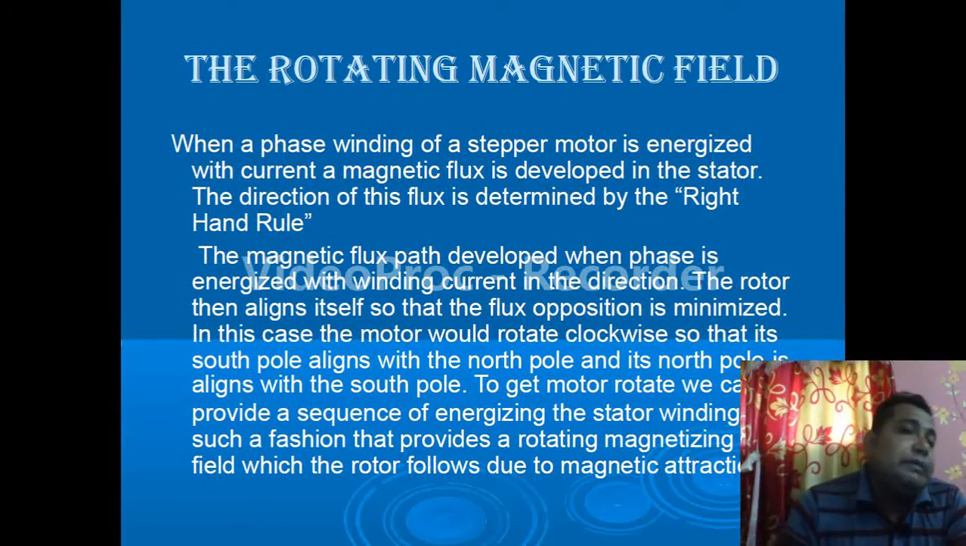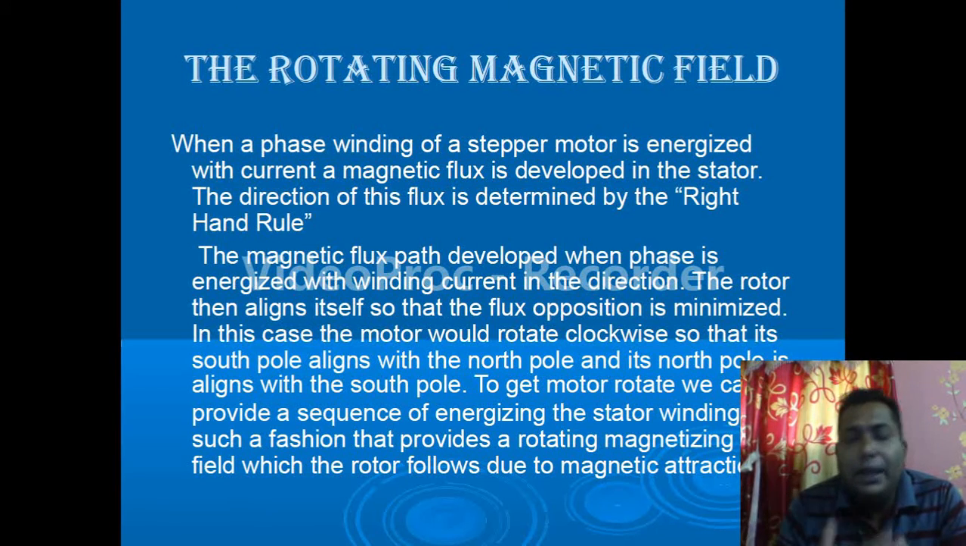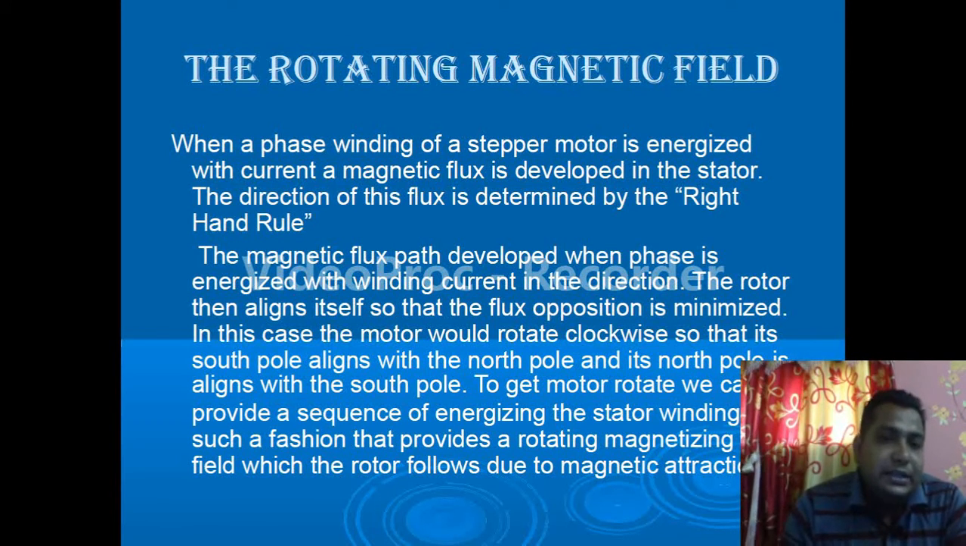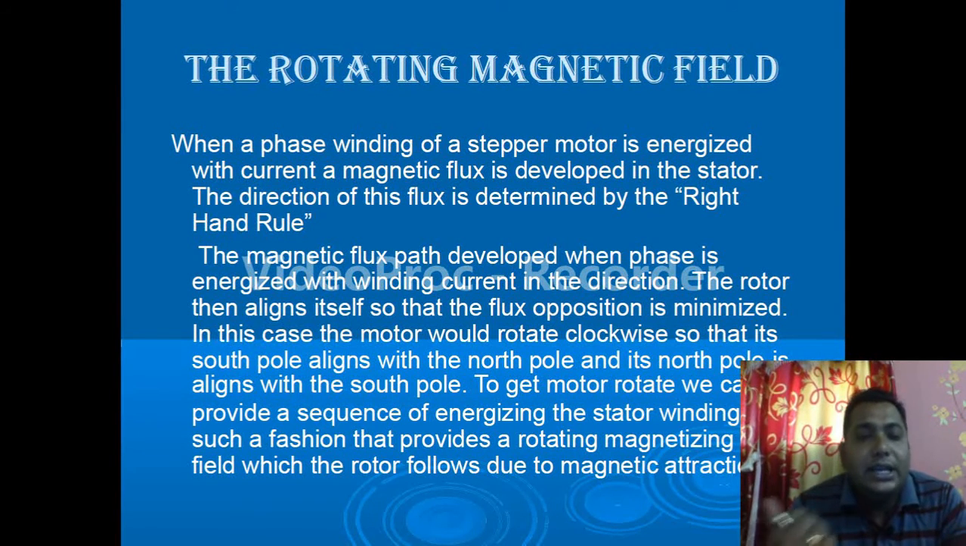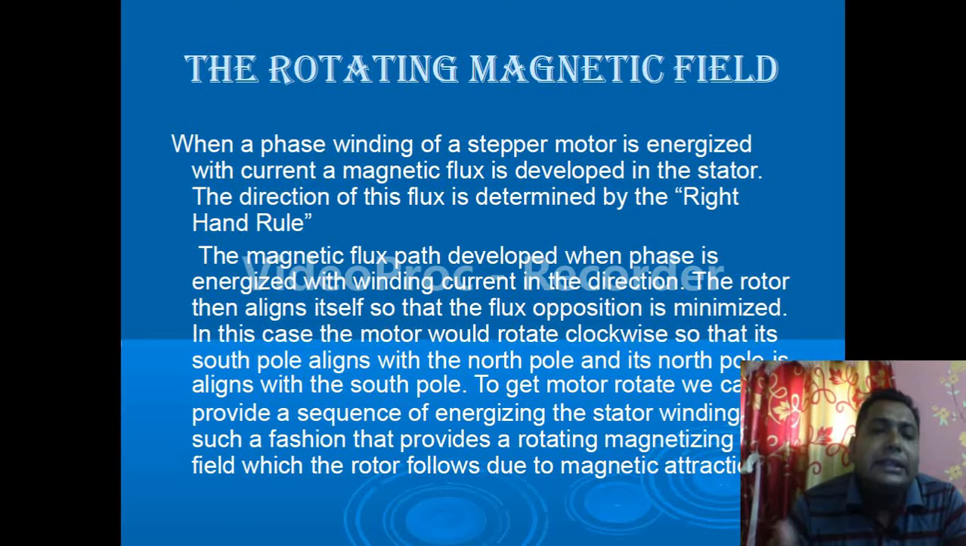Okay, so the rotating magnetic field. When a phase winding of a stepper motor is energized with current, a magnetic field is developed in the stator. The direction of this flux is determined by the right hand rule. The rotor then aligns itself so that the flux opposition is minimized. In this case, the motor would rotate clockwise so that its south pole aligns with the north pole and its north pole is aligned with the south pole.